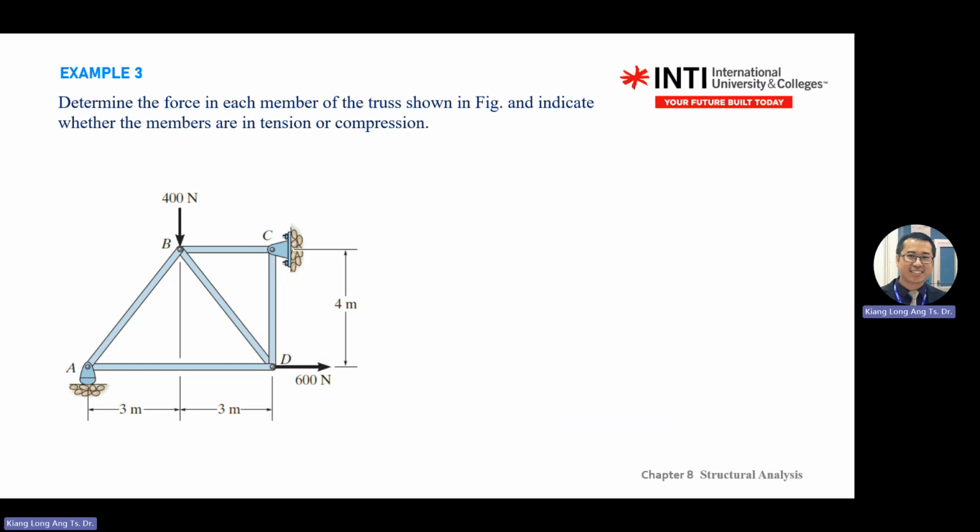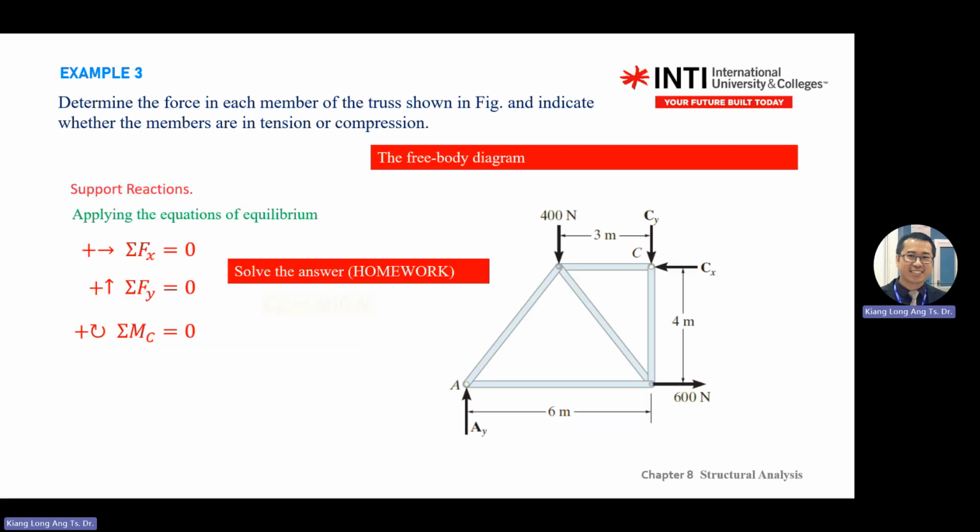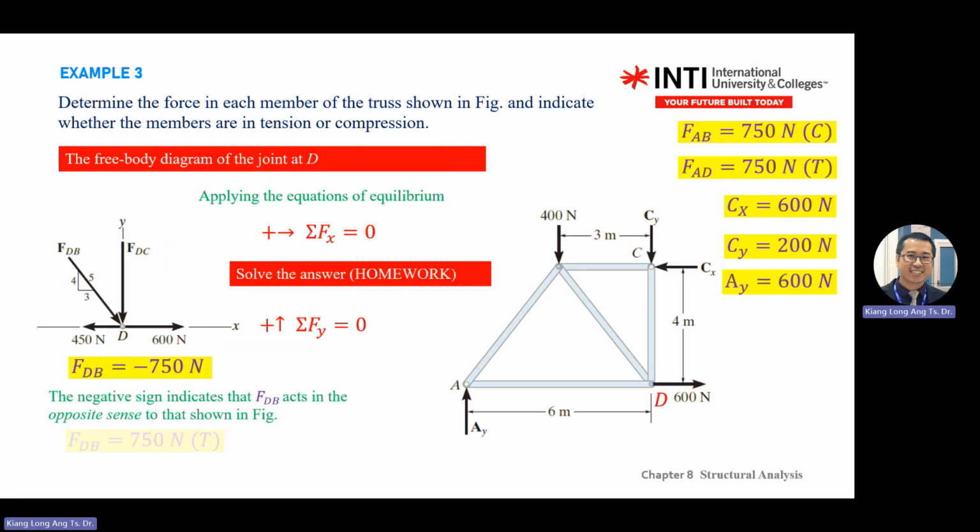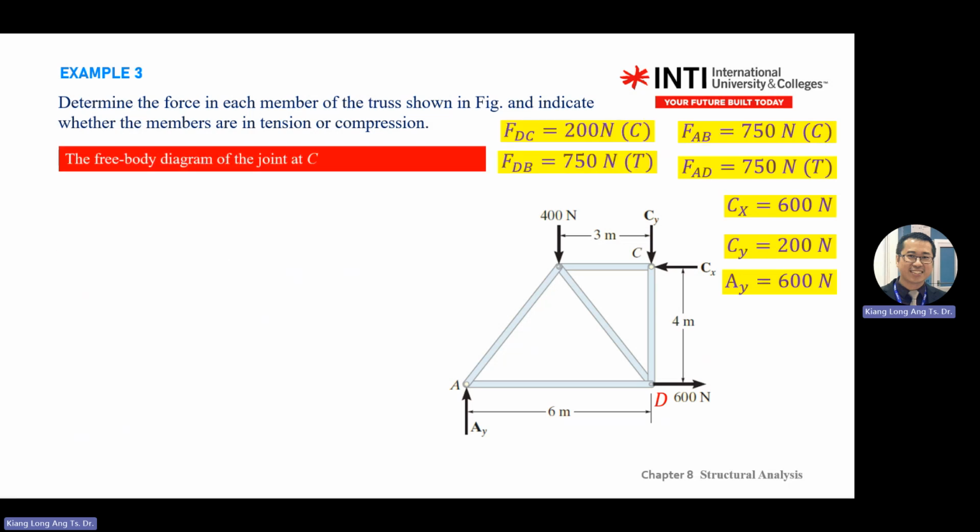Okay, maybe we go a bit faster. The rest you read. Example 3 is your homework, and all the answers are there. You see that the trend is always the same. Solve the external forces, then pick one pin that has 2 unknowns and 1 known value. Then you start from there.